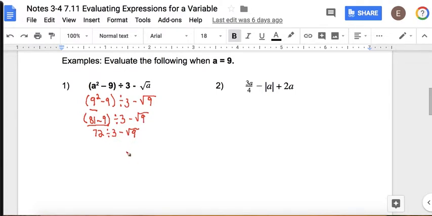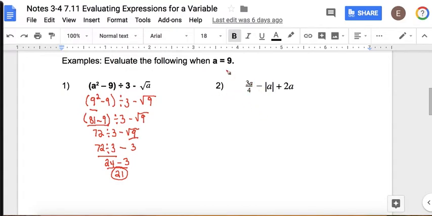Now, are there any more grouping symbols? Yes, we have square root. And we know that the square root of 9 is 3 because 3 times 3 is 9. So bring down 72 divided by 3 minus 3. Now we're going to look for exponents. I don't have any, so multiplication or division from left to right, right here. 72 divided by 3 is 24. Bring down the minus 3. And 24 minus 3 is 21. So circle your answer. And let's move on to number 2.